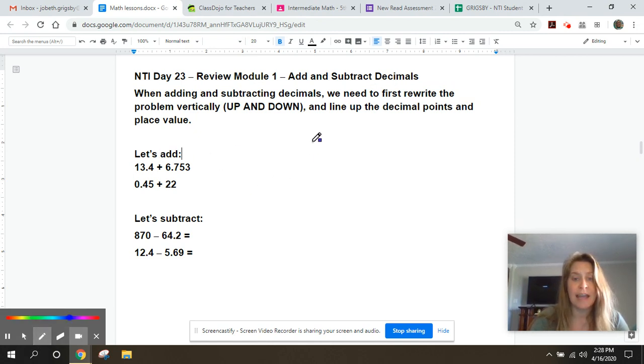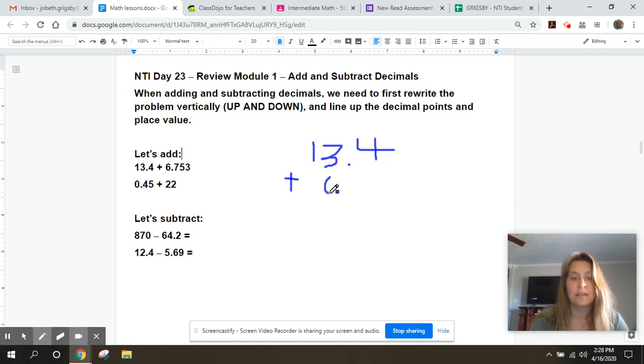So we're going to add 13 and 4 tenths, plus 6 and 753 thousandths.